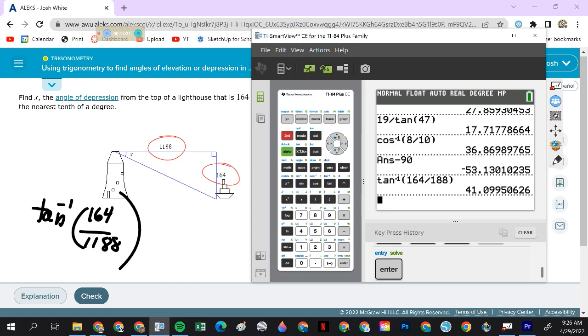Oh, I missed. I'm dropping things all over the place today. And that gives me that angle is 7.9 degrees.